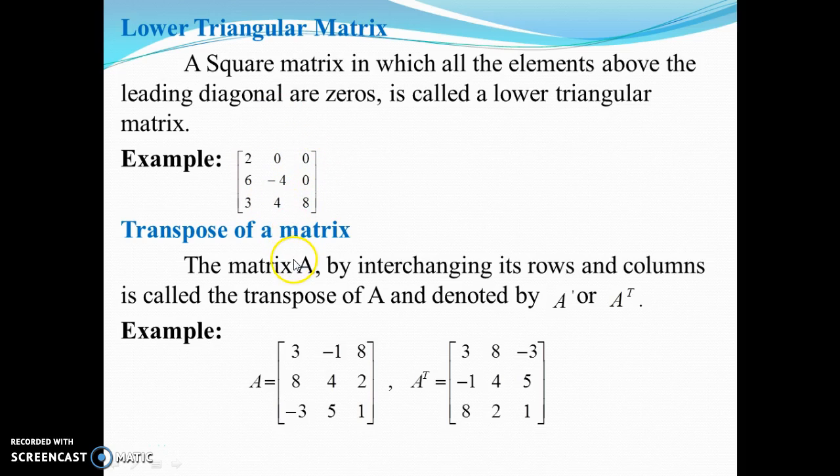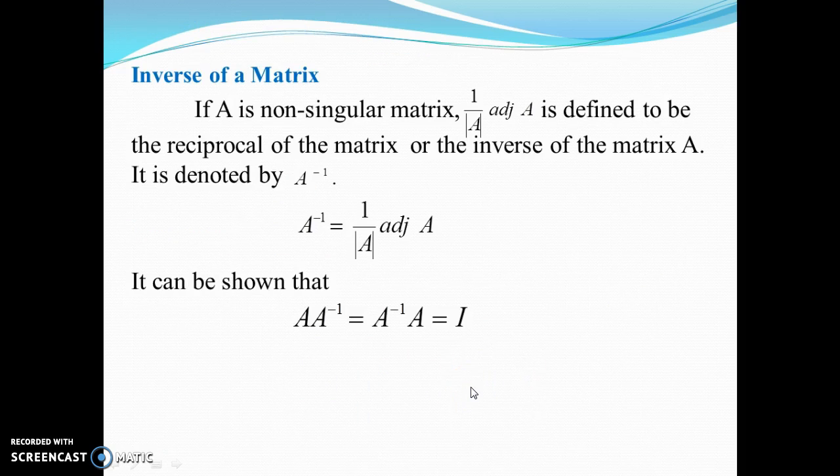Next, transpose of a matrix. The matrix obtained from A by interchanging its rows and columns is called the transpose of A. It is simply denoted as A dash or A transpose. This is an example of a matrix and its transpose.